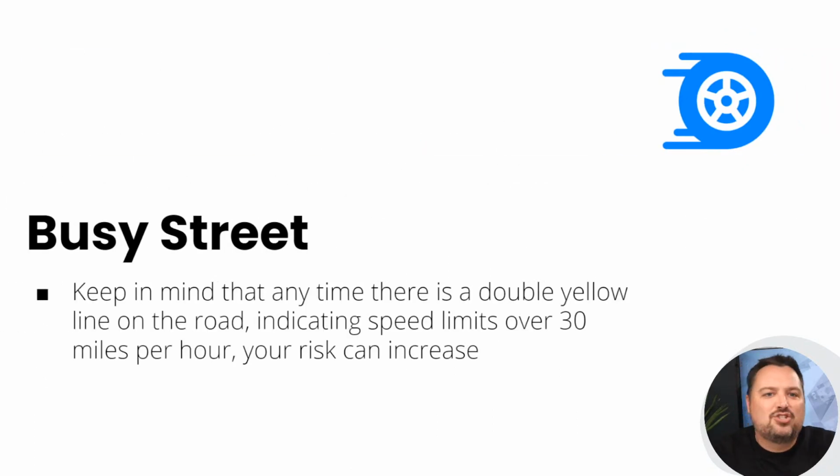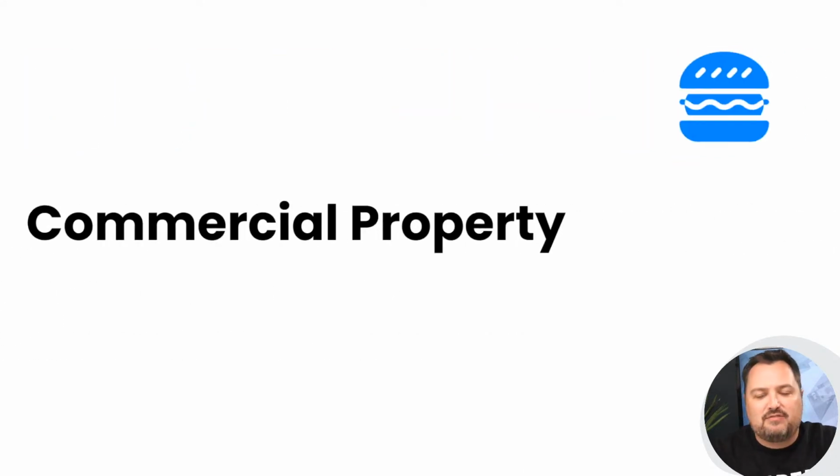Next one is a busy street. Keep in mind that anytime there's a double yellow line on the road indicating speeds over 30 miles per hour, you are increasing your risk factor.